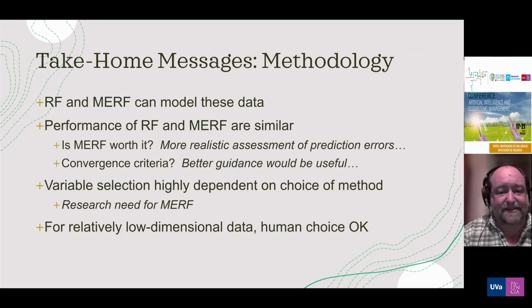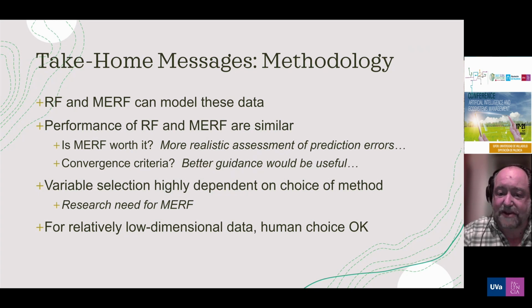Now, what mixed effects does take away is the ability to use some of the existing semi-automatic variable selection methods. I'm not sure that's a big loss, honestly, based on the fact that we don't have good theoretical basis for choosing one variable selection method over the other, and then the variable selection methods are going to give us very, very different answers. It is a research need for mixed effects random forests, and one that I would love it if somebody would say, Mark, you missed a paper, here's the answer.